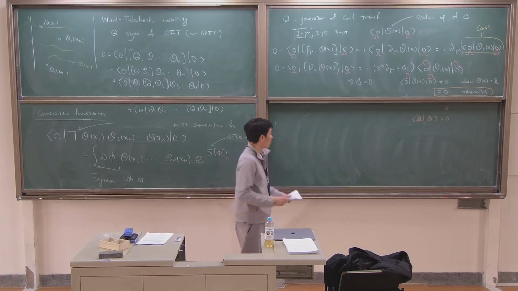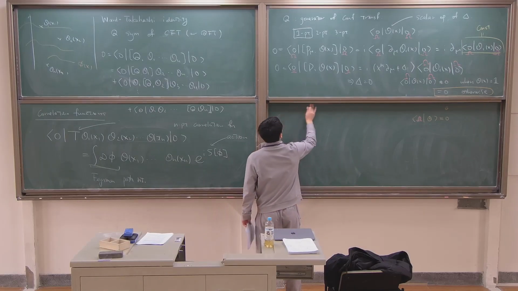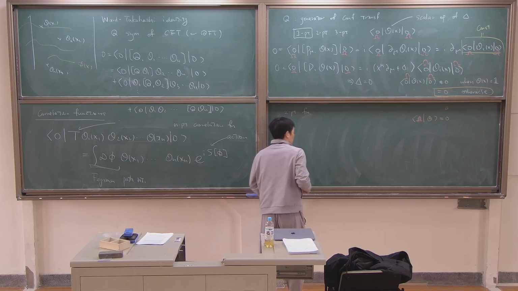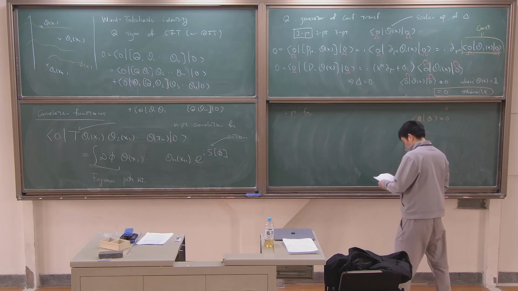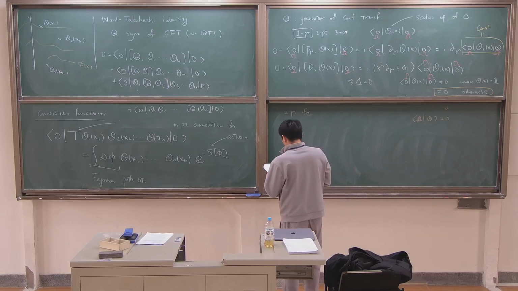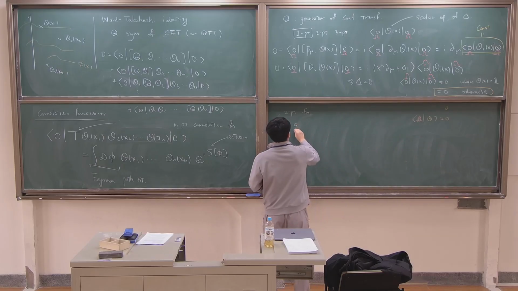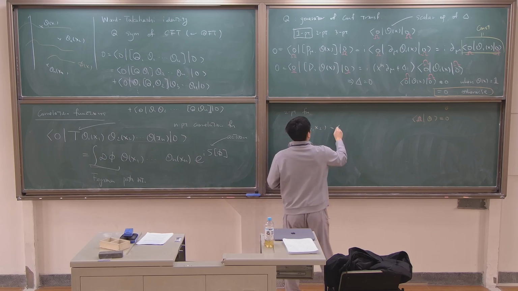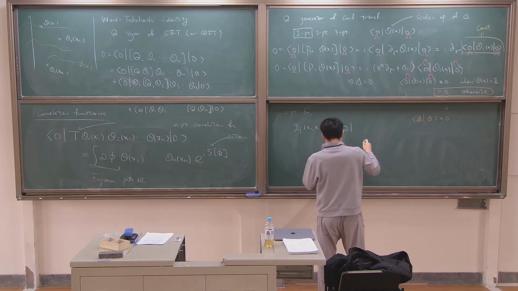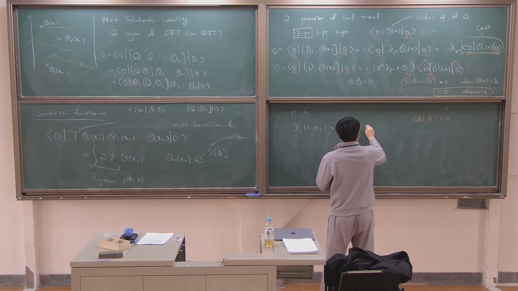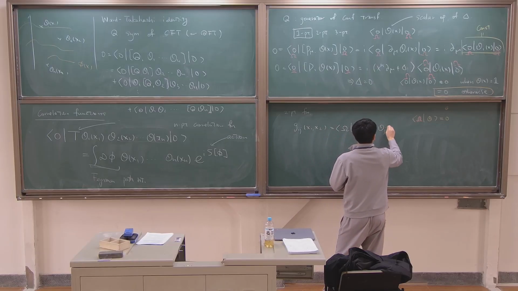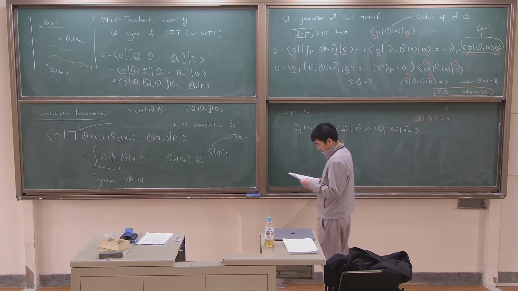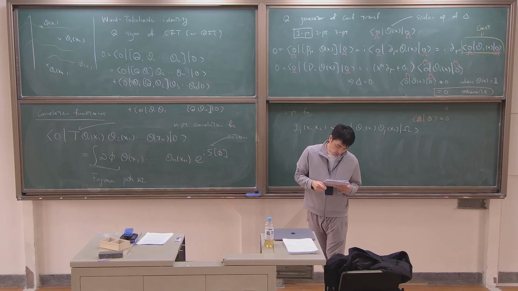Okay, the 2-point function. Suppose we consider G_ij, the correlation function of omega, O_i at x1, O_j at x2, and omega. So we consider such a correlation function.